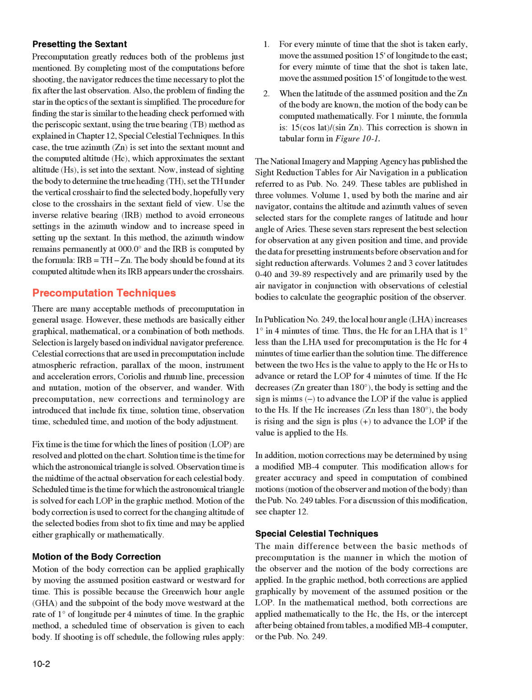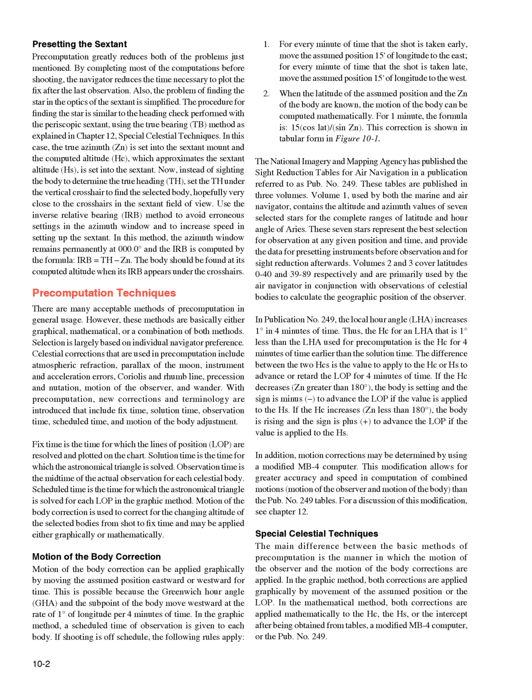The National Imagery and Mapping Agency has published the sight reduction tables for air navigation in a publication referred to as Pub. No. 249. These tables are published in 3 volumes. Volume 1, used by both the Marine and Air Navigator, contains the altitude and azimuth values of 7 selected stars for the complete ranges of latitude and hour angle of Aries. These 7 stars represent the best selection for observation at any given position and time, and provide the data for presetting instruments before observation and for sight reduction afterwards. Volumes 2 and 3 cover latitudes 0 to 40 and 39 to 89 respectively and are primarily used by the Air Navigator in conjunction with observations of celestial bodies to calculate the geographic position of the observer.